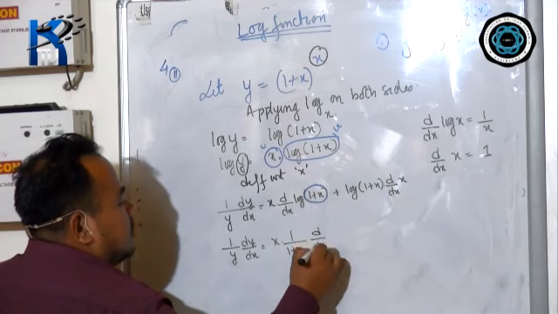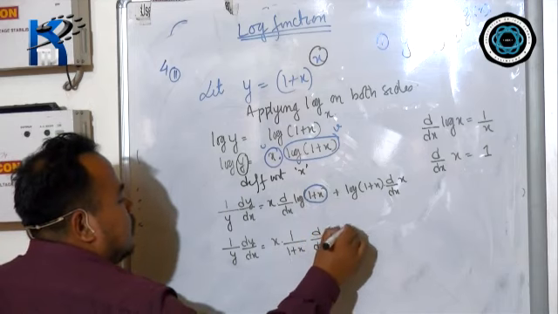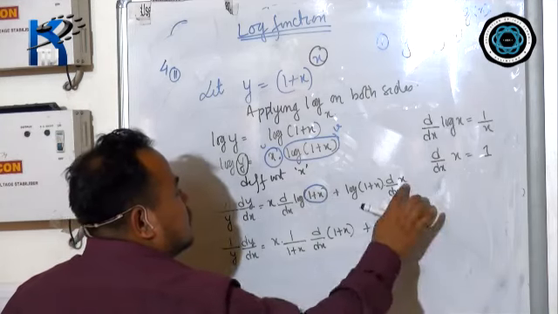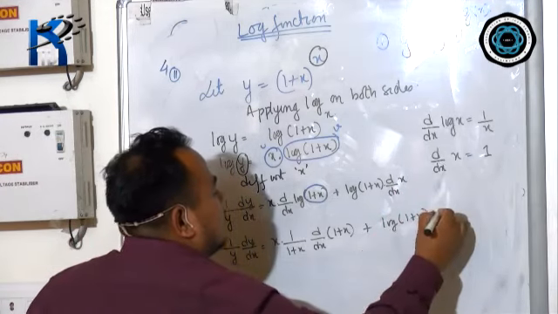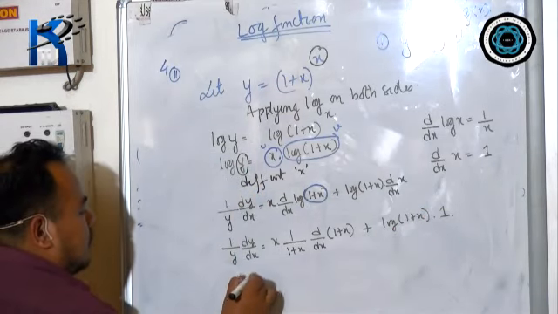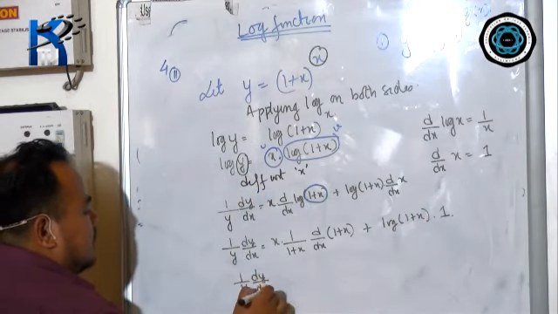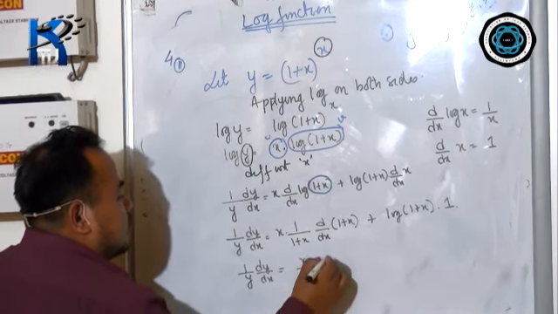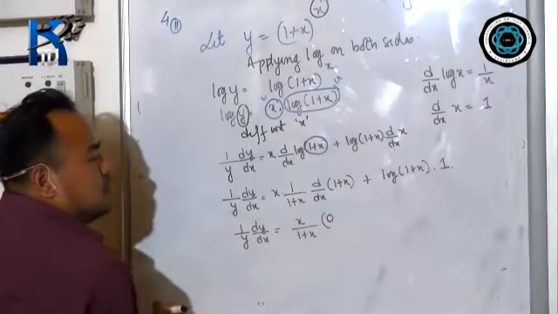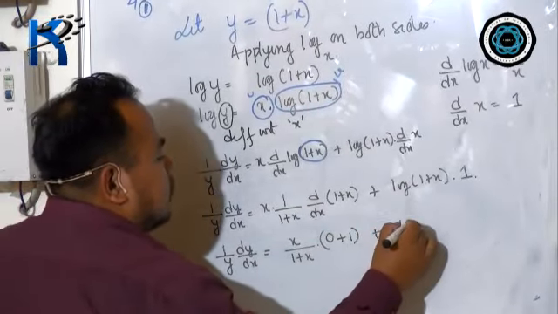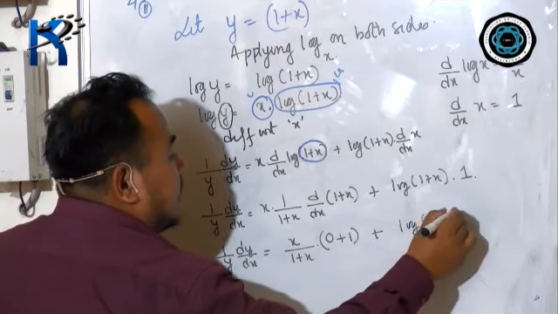So d by dx of the assumption. What is the assumption? 1 plus x, plus log 1 plus x into differentiation of x. What is the differentiation of x? It is 1. So moving on, 1 by y dy by dx equal to x divided by 1 plus x into differentiation of 1, which is 0, plus differentiation of x is 1, plus log 1 plus x.